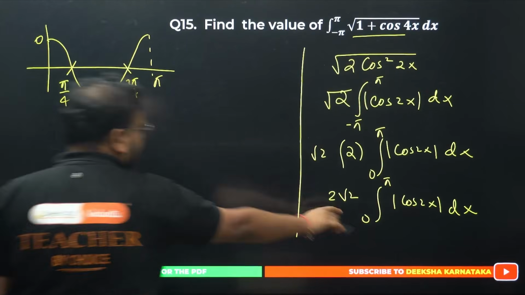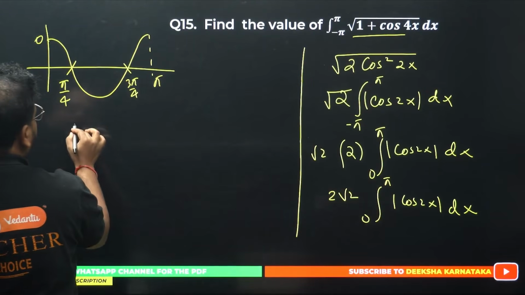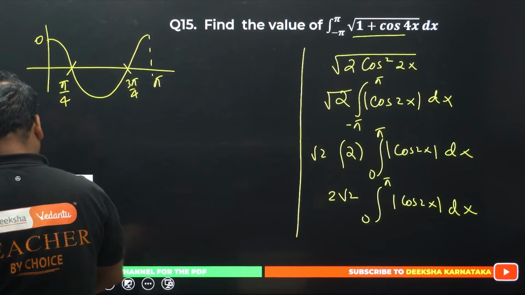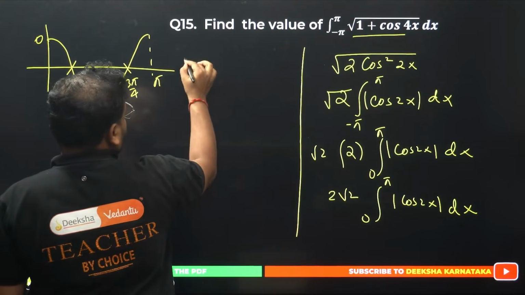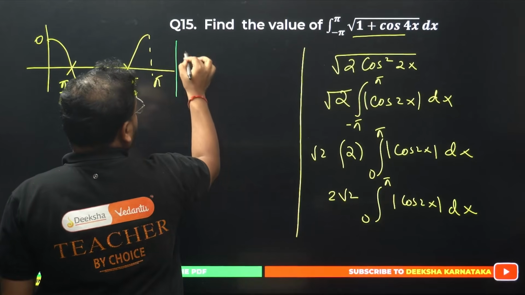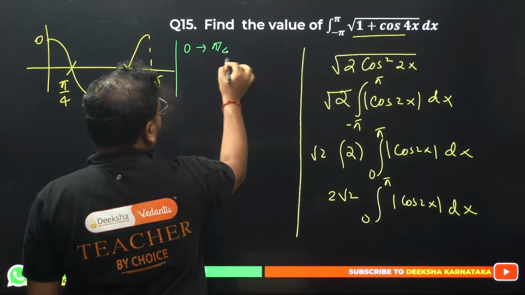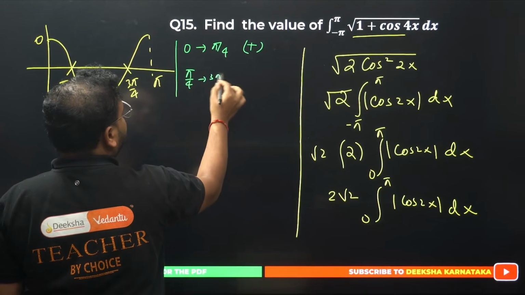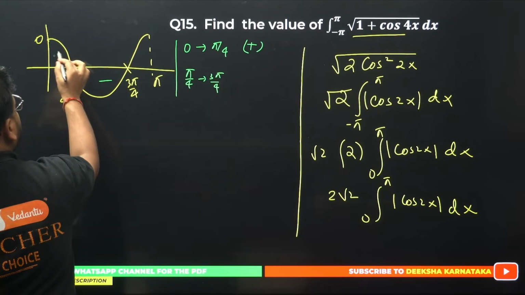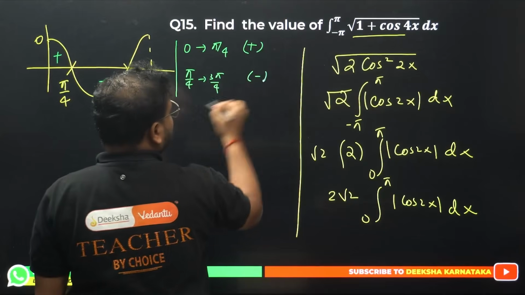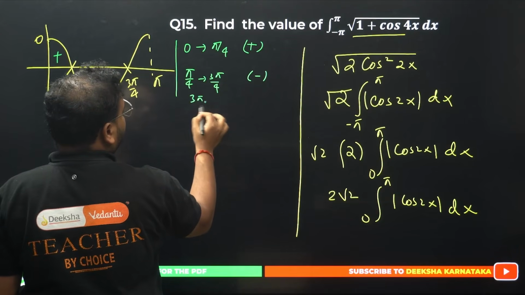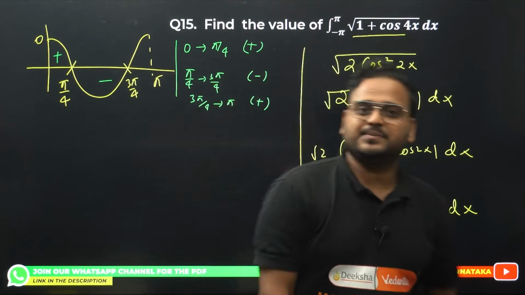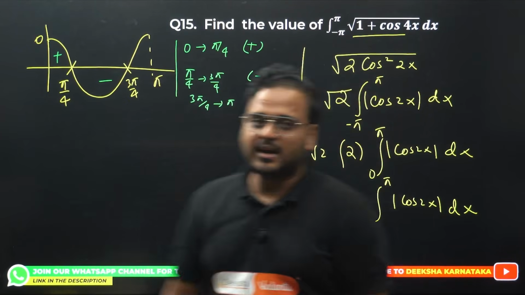So then check this out. So basically I can break this interval from where to where? My first interval will be 0 to pi by 4, which is positive. Next will be pi by 4 to 3 pi by 4. Here negative, this is plus, right? This is minus. I'll have minus sign over here, and 3 pi by 4 to pi will be again plus sign. Right?